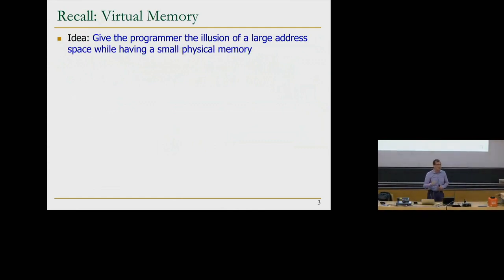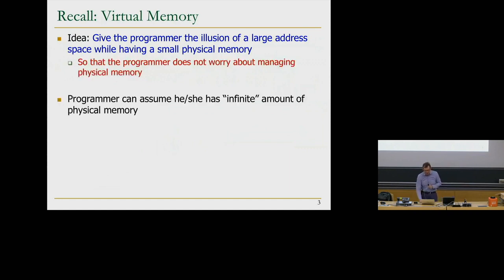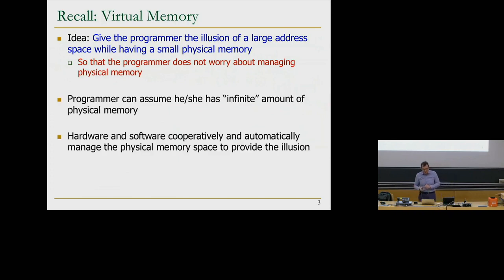Basically, the key idea in virtual memory is to give the programmer the illusion that you have infinite capacity memory while you really have a small physical memory, so that the programmer doesn't need to worry about managing physical memory. The programmer can assume they have an infinite amount of physical memory, right? And the illusion is provided by the hardware and the software together with a lot of effort, as we will see. And the illusion is maintained for each independent process. Each independent process has this illusion separately.